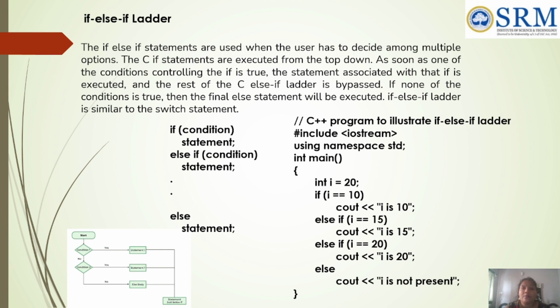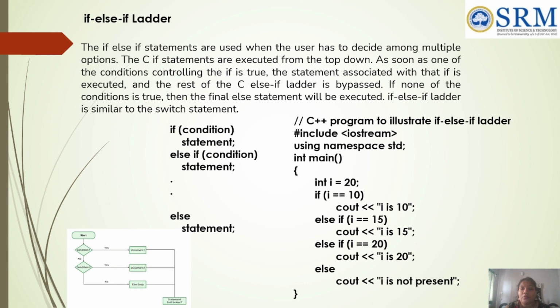Similarly, in if else statements, if you check how it works in a ladder, you can see the program here. i is equal to 20. If i is equal to 10, then you execute this. If i is equal to 15, then execute that. If i is equal to 20, execute this and come out.